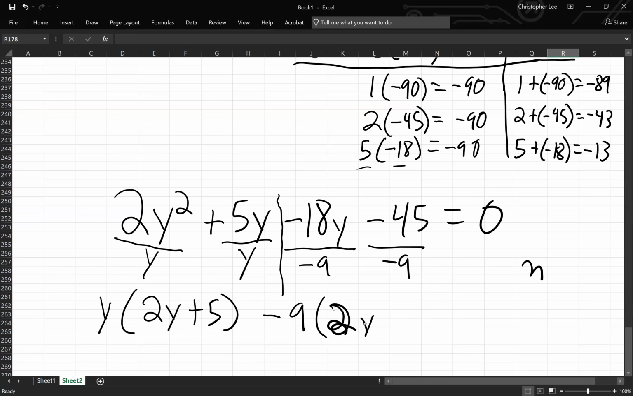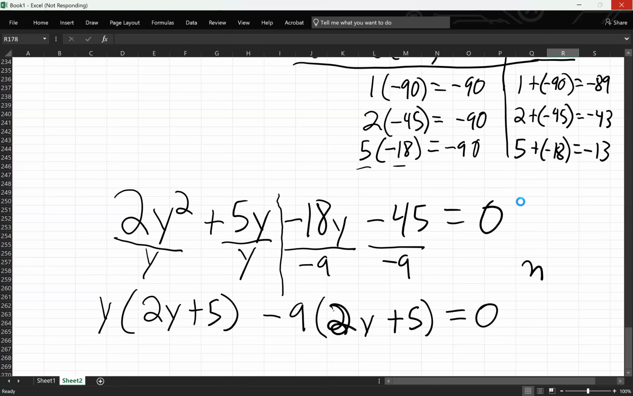Okay. And negative 45 divided by negative 9 is plus 5. And of course, that equals 0, right? All right.